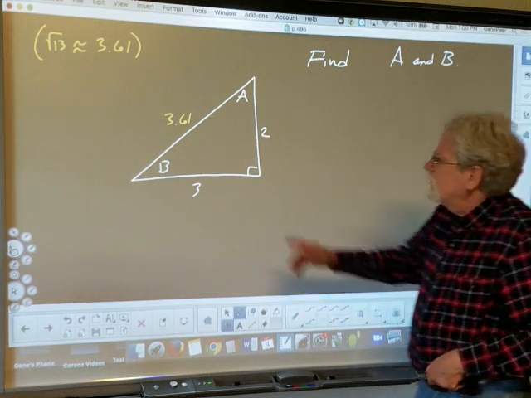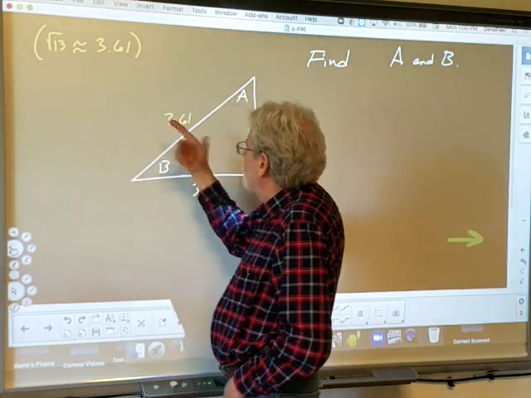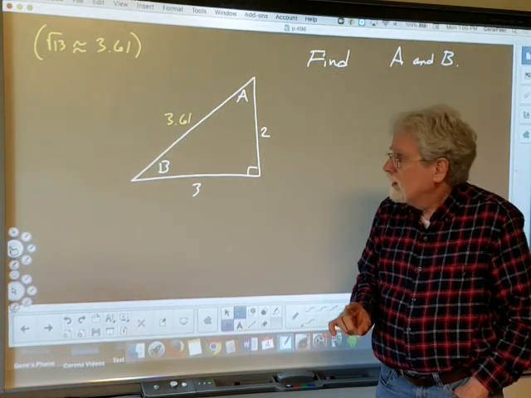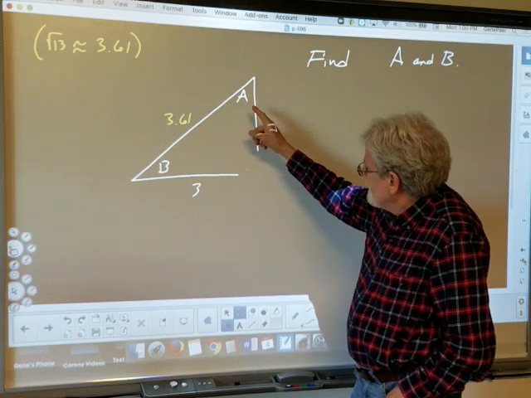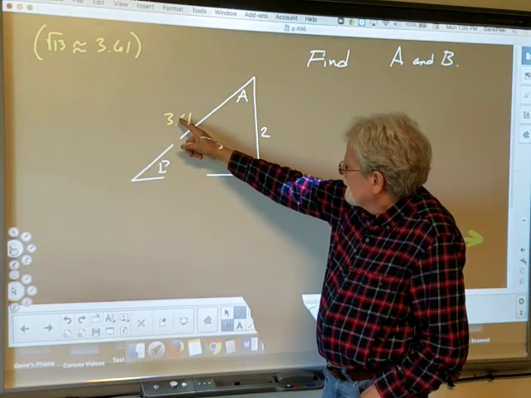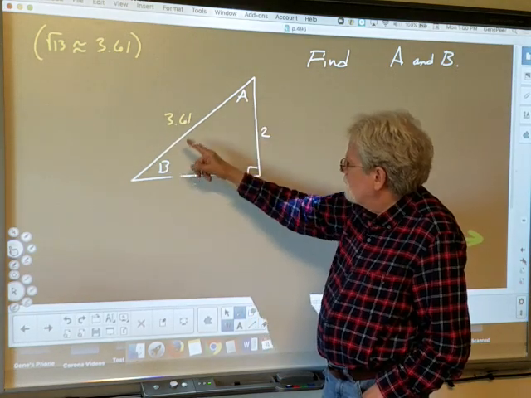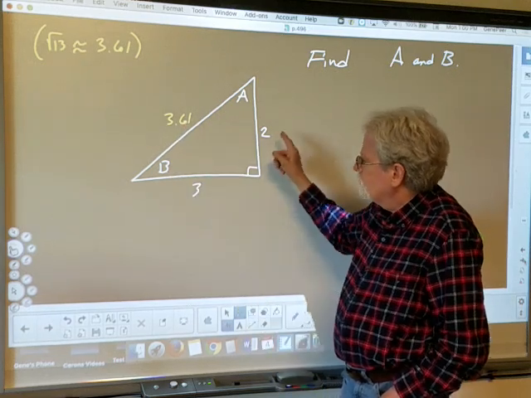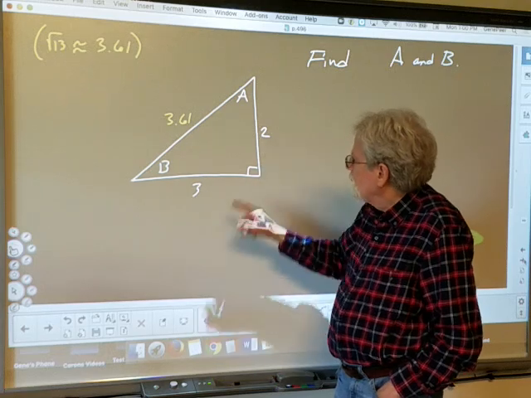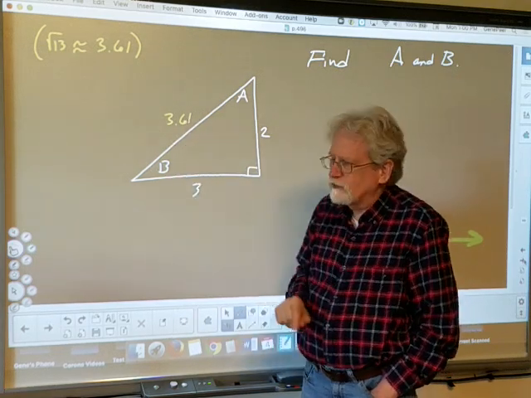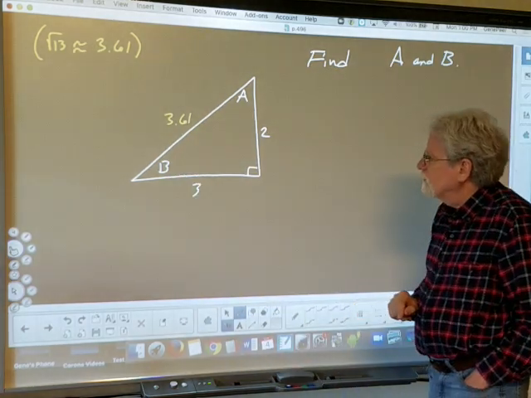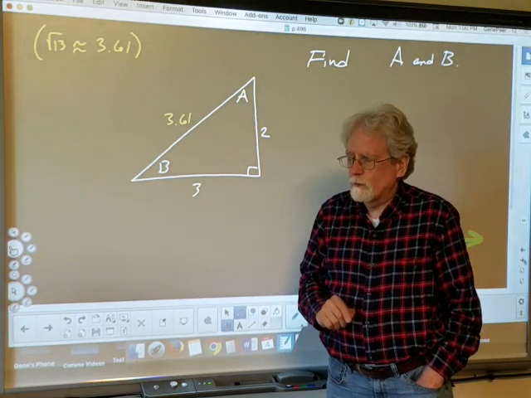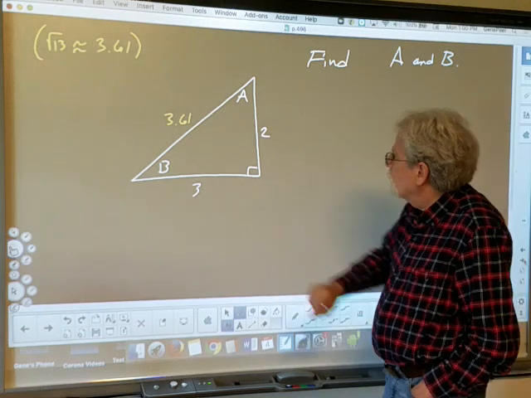By the way, yes, I filled in here that the square root of 13 is approximately 3.61. Don't use that 3.61 in calculations unless you have to. I've had folks who will then use this one to figure out the value of A or B instead of using the 3 and the 2. This is an approximation. The 3 and the 2 are exact. These were the given numbers. Stick with the 3 and the 2. Using an approximation to get another approximation makes your approximations get even worse.